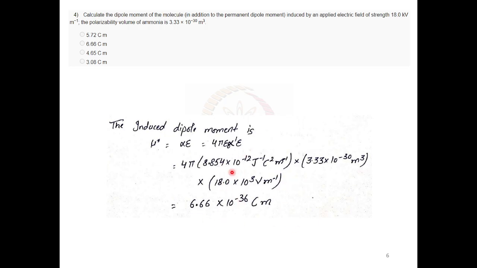So if you do the calculation, you will get a value around 6.6 × 10^-6 coulomb meter. Okay, so this coulomb meter is the unit of your dipole moment. What is dipole moment? Dipole moment is a vector quantity that you can calculate from the charge and the distance between the two charges. So this is the distance and this is the charge, 6.6 × 10^-36.